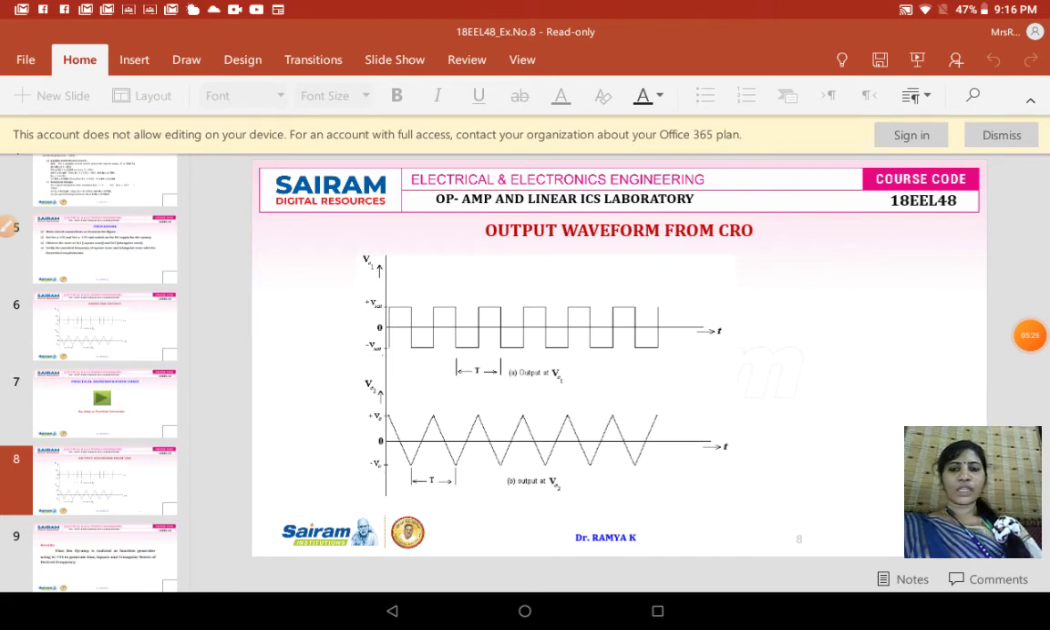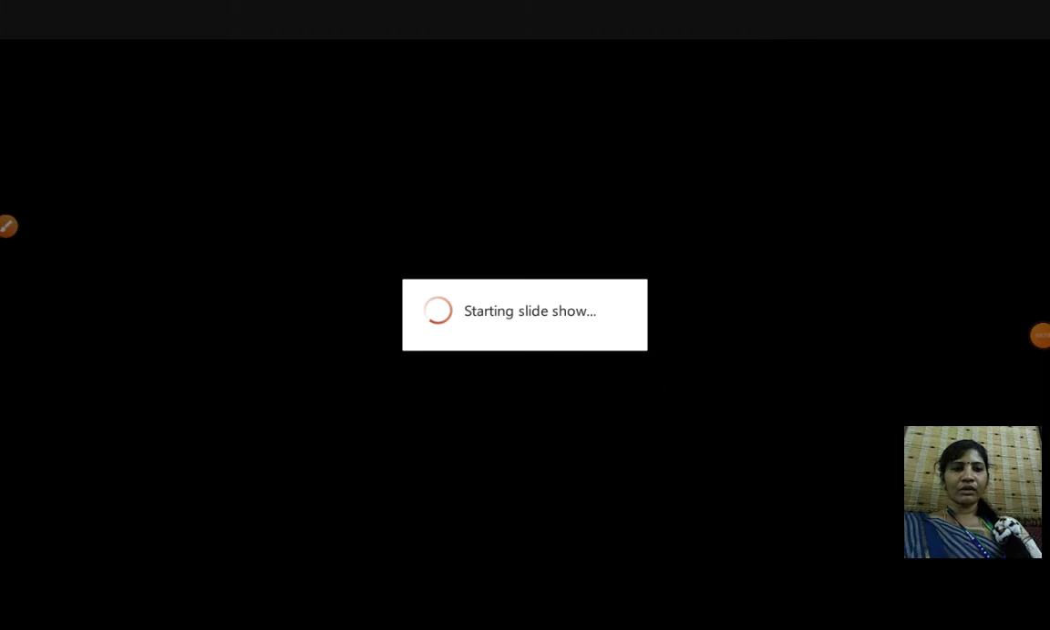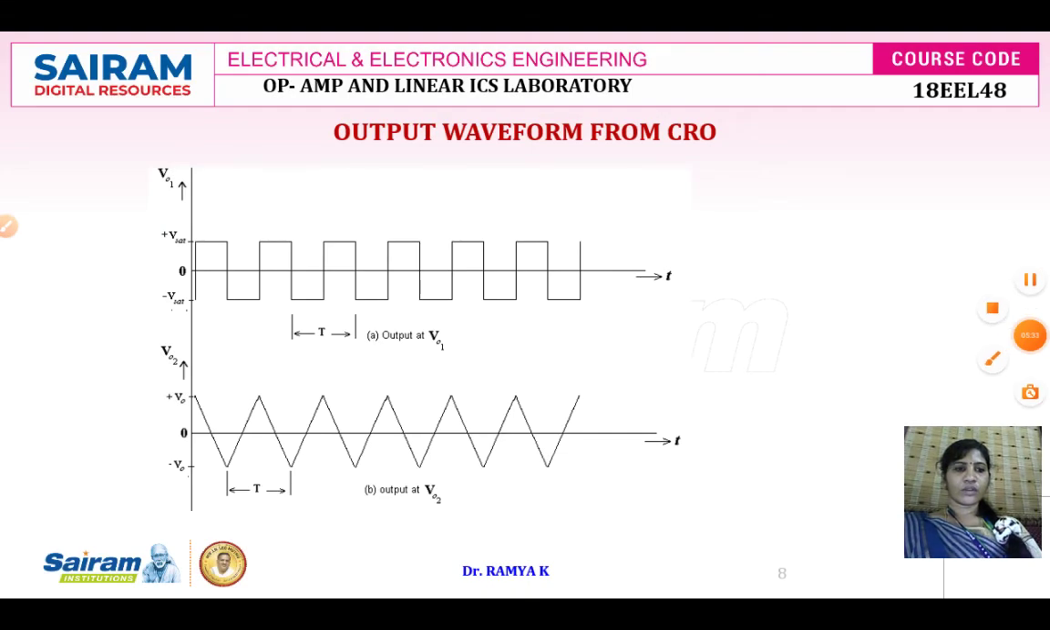From the CRO, the tabulated values are taken for the rectangular wave and the triangular wave. The rectangular wave is the output of your astable multivibrator and the triangular wave is the output of your integrator part. So this is how you can design the op-amp to generate the waveforms, and also you can make it work as a function generator.